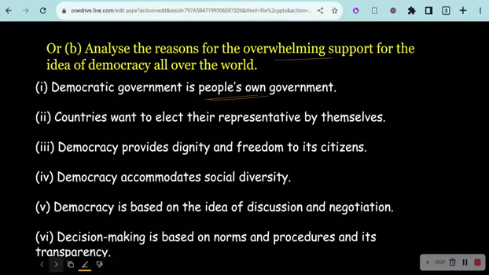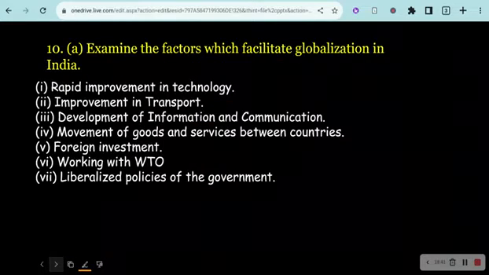And countries also want that kind of form so that they can elect their own representatives. Instead of having kings and queens to do whatever they want, they can choose democracy. It provides dignity and freedom. It accommodates all the different types of diversity the people have. Then it is based on the idea of discussion and negotiation. There's a chance of discussion and negotiation between the people and government, and it is based on norms and procedures, and it is totally transparent as well. So that is why people all over the world demand democracy.